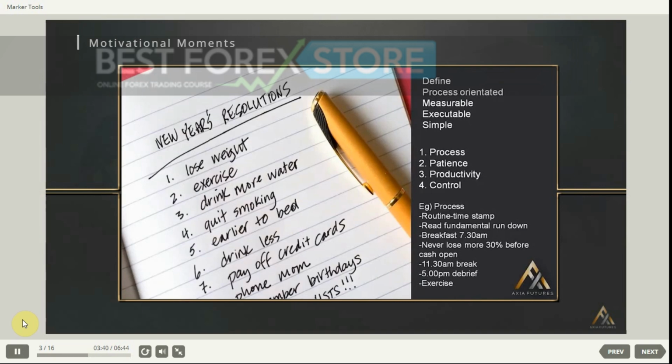Without these, if I cannot achieve these first 3 goals on a day-to-day basis, I will not be successful on a day-to-day basis. So every single morning, the first thing I do when I sit down is I write down process, patience, productivity, and control. If I can achieve every one of these 4 things on a day-to-day basis, I am guaranteed to be successful on that day.